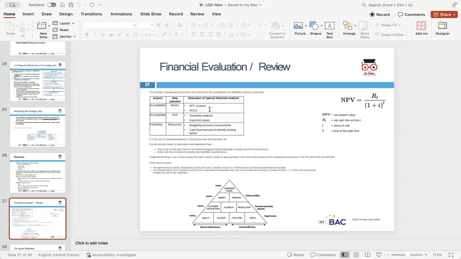Feasibility, on the other hand, focuses on whether the necessary resources are available. Cash flow forecasts help identify funding needs, while budgeting helps allocate resources for the strategy. NPV, net present value, is also used to discount future cash flows and calculate the overall financial value of a project over time.